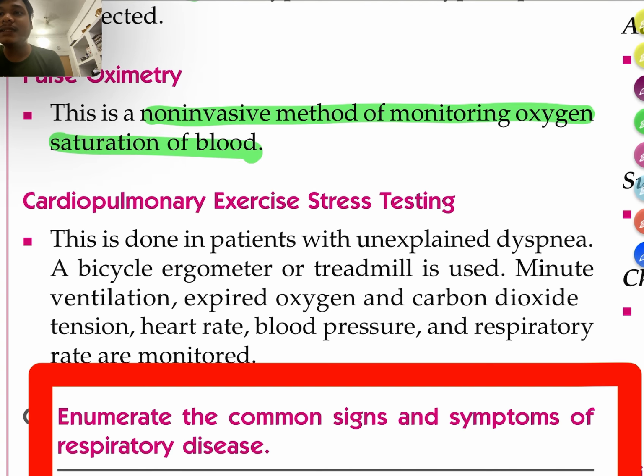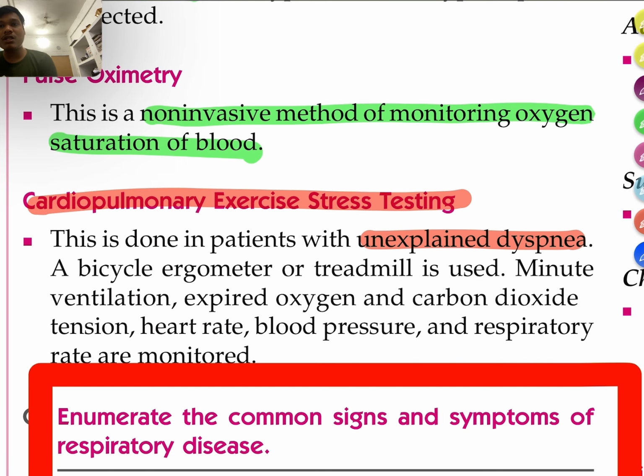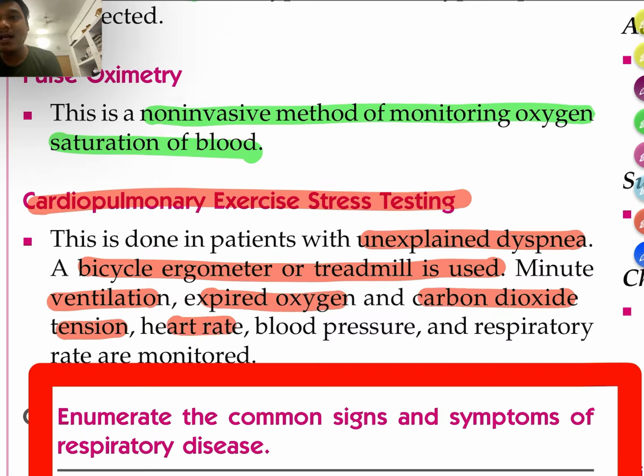Next, the last one, is the cardiopulmonary exercise stress test. It is done in patients with unexplained dyspnea. If a patient has dyspnea but the reason is not known, then this test should be done. A bicycle ergometer or treadmill is used. Minute ventilation, expired oxygen and carbon dioxide, heart rate, BP, and respiratory rate are monitored in the cardiopulmonary exercise stress test.